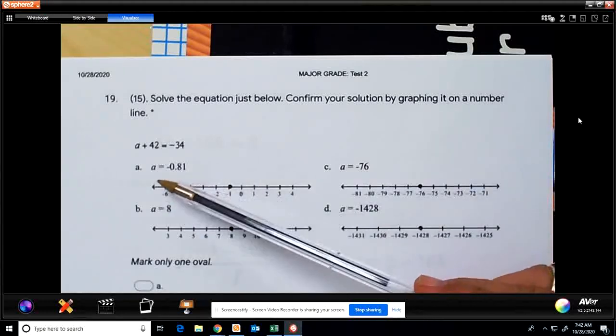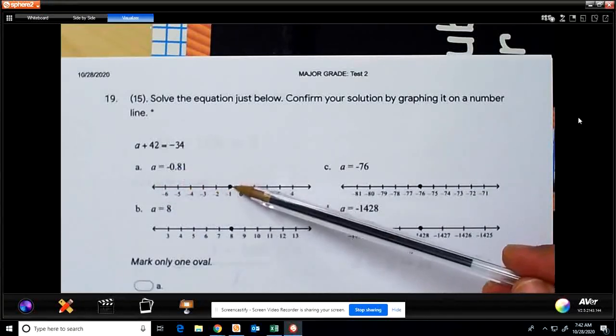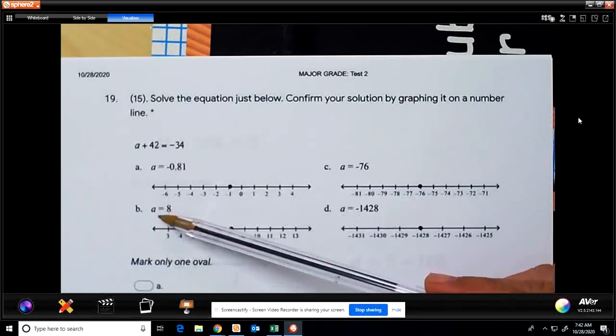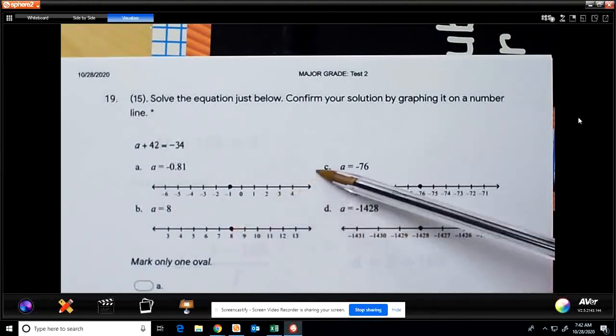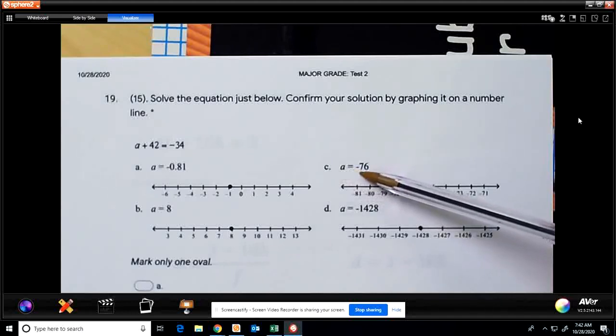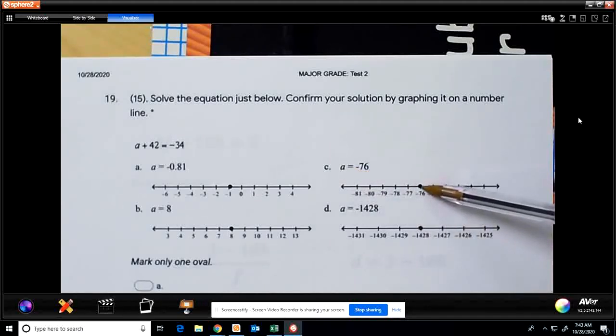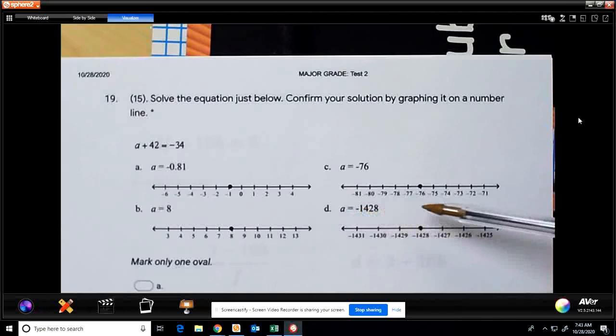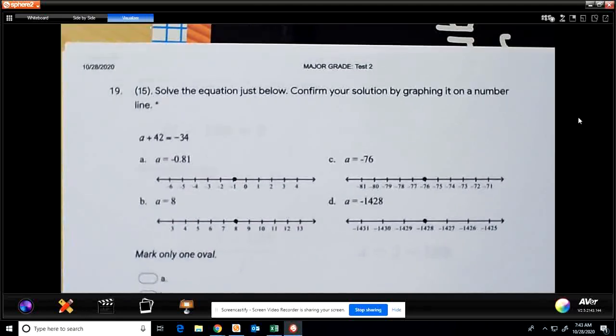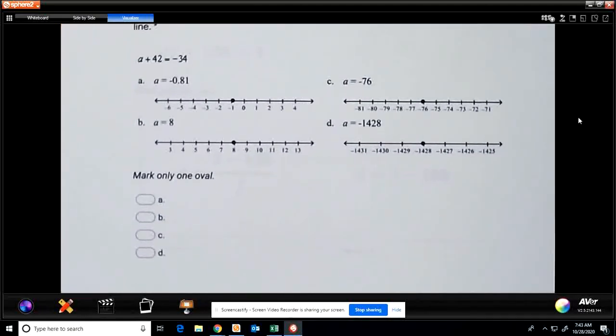So your answer choices are A, a equals negative 0.81, which is not exactly on negative 1. It's just right before it. B, a equals 8, so they have a dot right at 8. C, a equals negative 76, so they have a dot right at negative 76. And then D, a equals negative 1428, and they have a dot at negative 1428. And what they're asking for you to do is mark only one oval, A, B, C, or D.